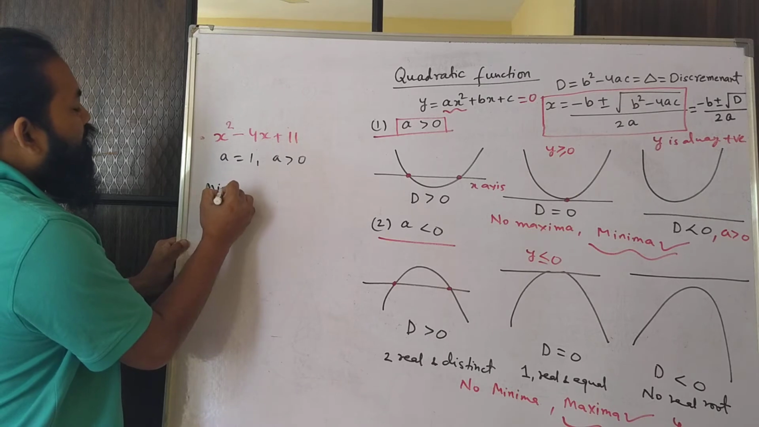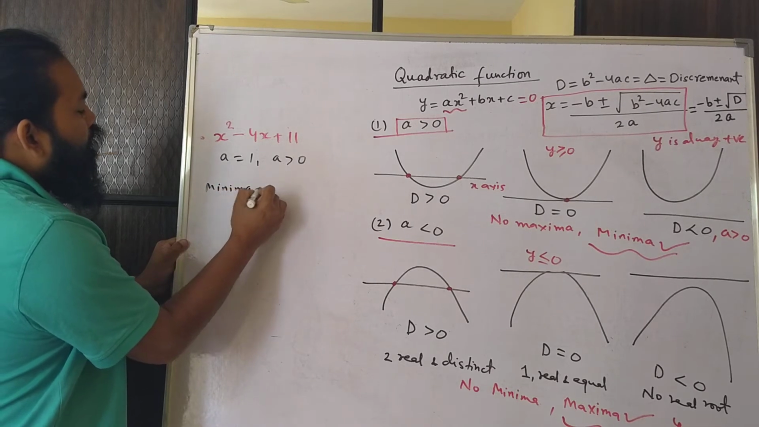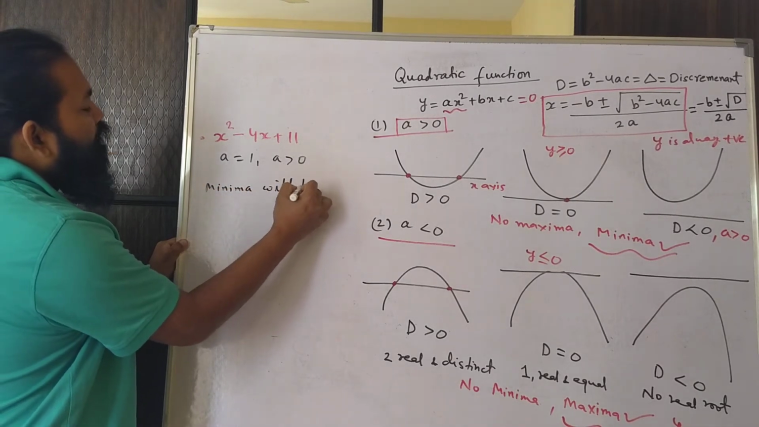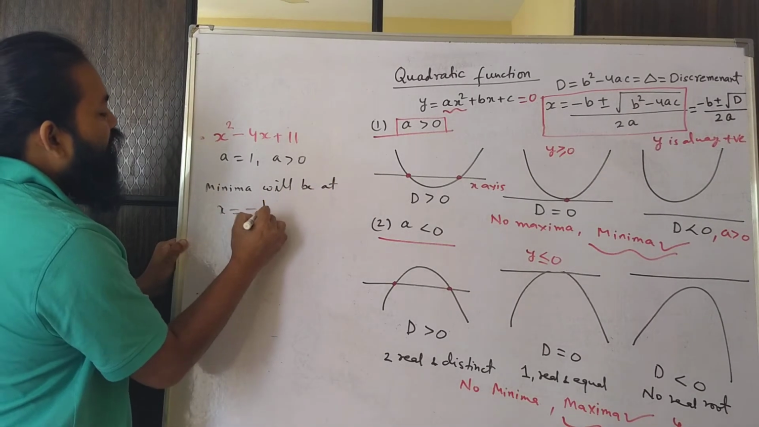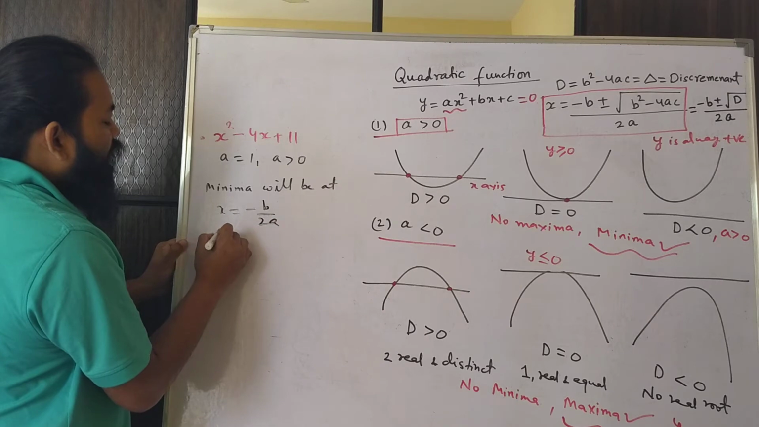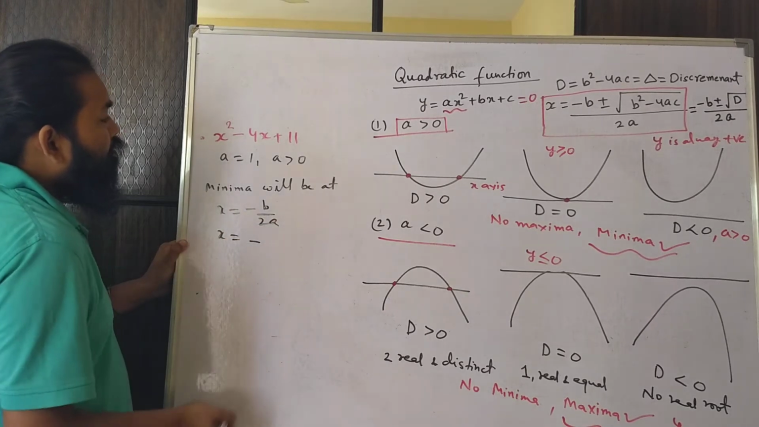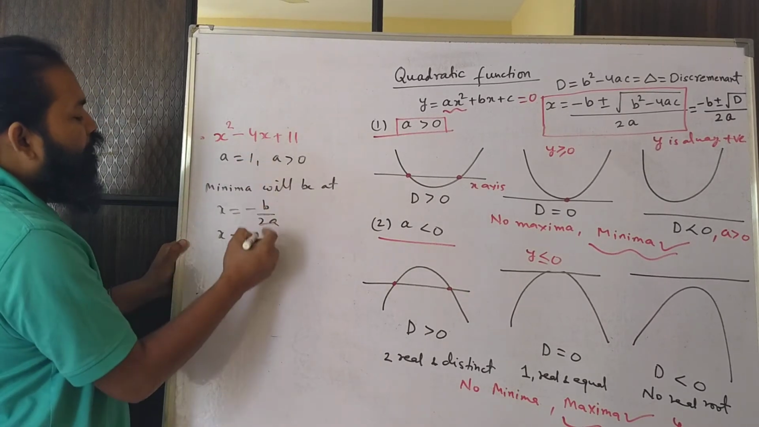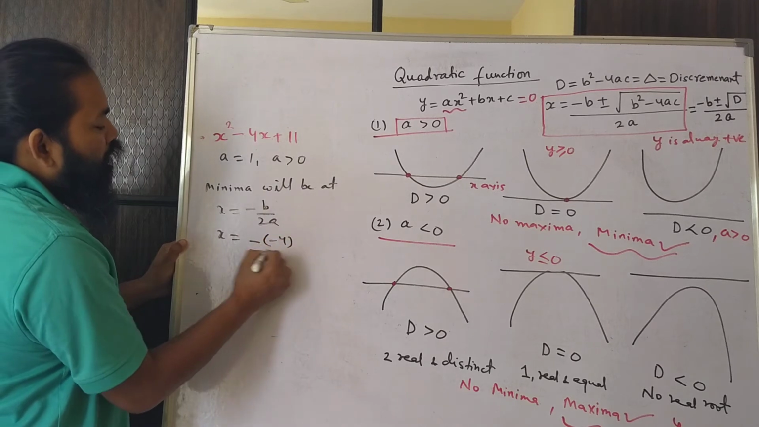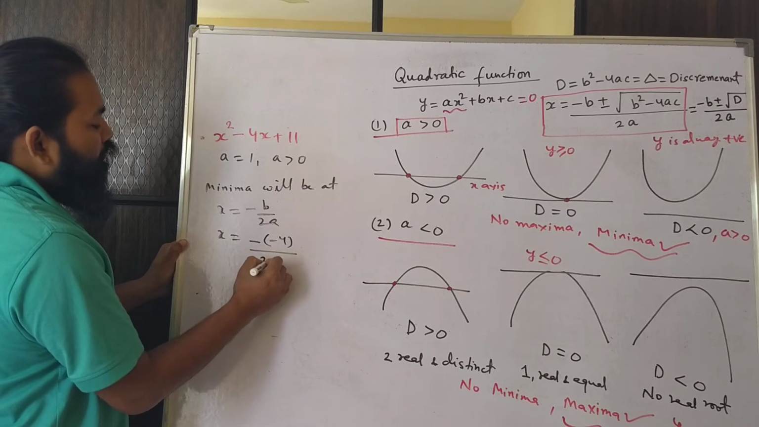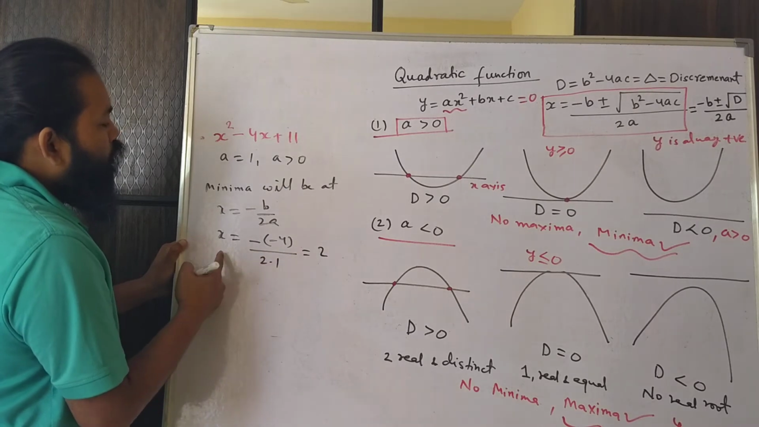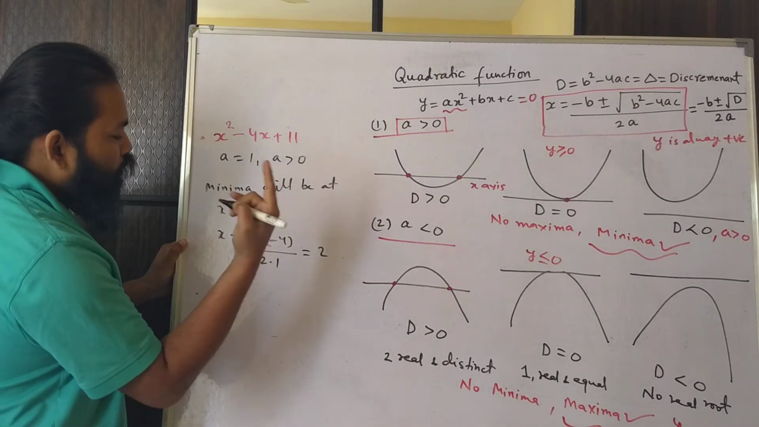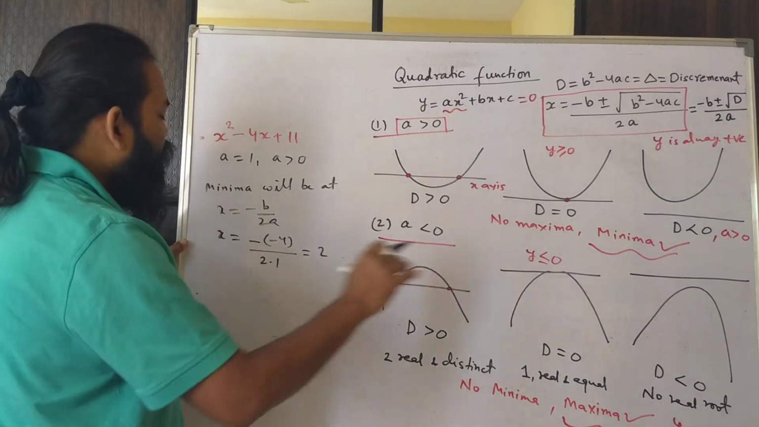Now minima will be at x is equal to minus b by 2a. So it will be at x is equal to minus, and what is the value of b here? Minus 4. And a is 1. So minus minus plus 4 by 2. So minimum will occur at x equal to 2. And what will be that value?